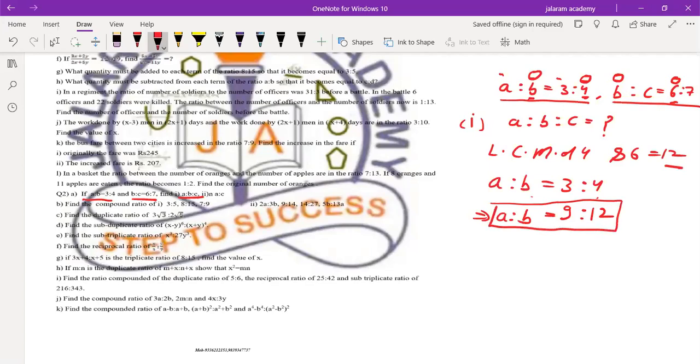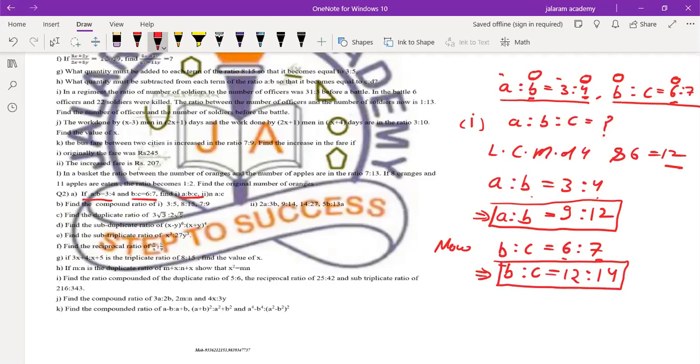And at the same time for B is to C, 6 is to 7, B is equivalent to 6. So if we multiply both by 2, it is 12 is to 14. So B is to C will be 12 is to 14. So B is equivalent to 12 in both the ratios now. So we can write A is to B is to C equals 9 is to 12 is to 14, which is the answer of this question.